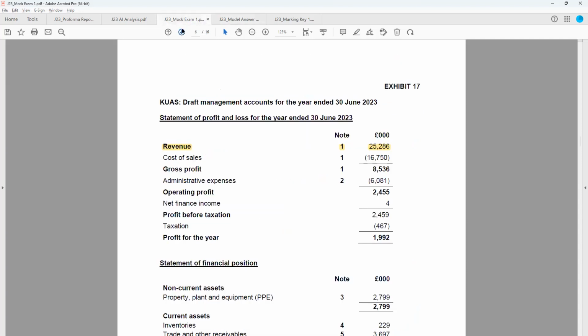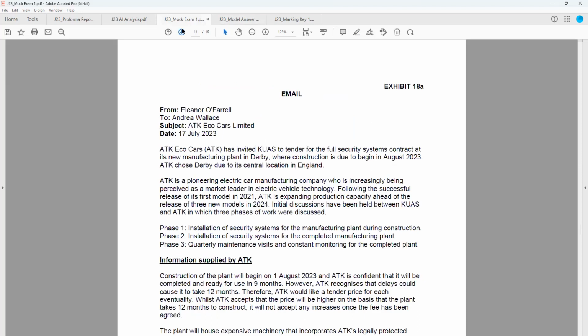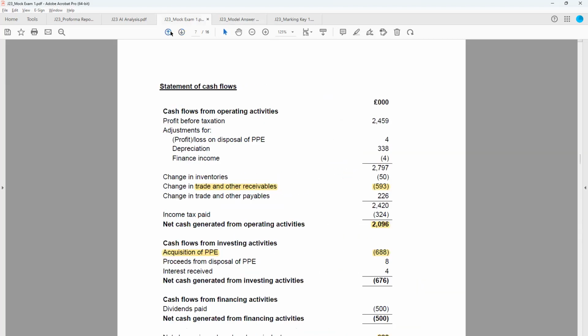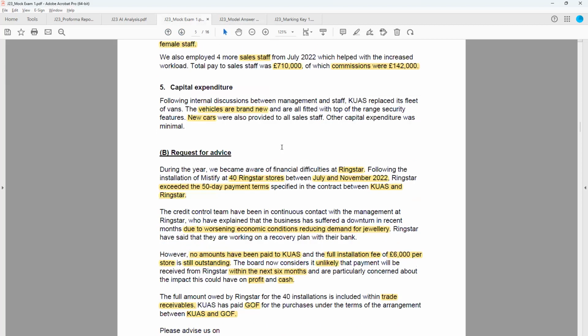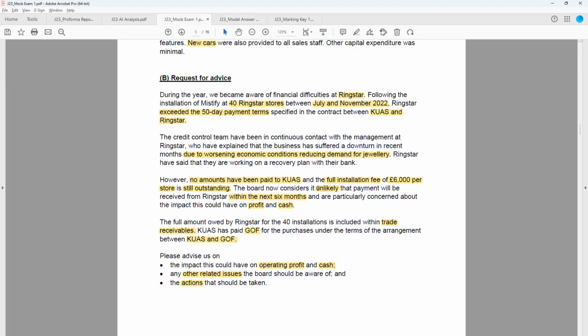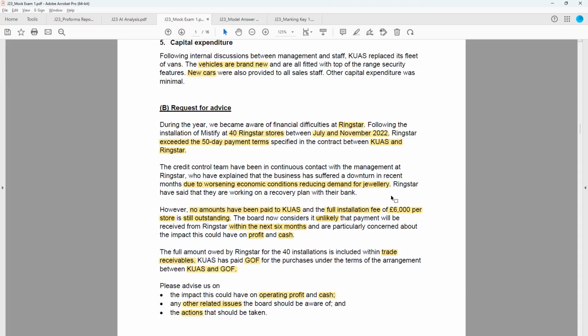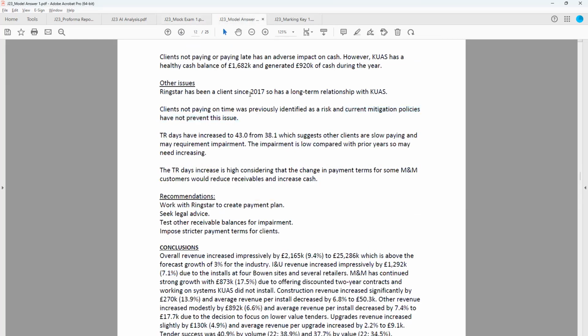So we know, and we were even told some of this in the exam paper, that there has been some discussion between the credit control team and management there. Credit control team have been in continuous contact. That doesn't seem to have resolved the issue.